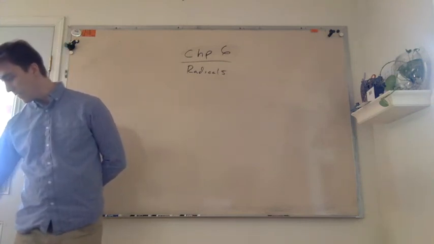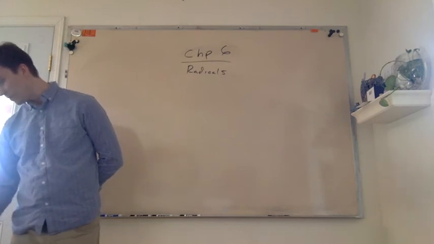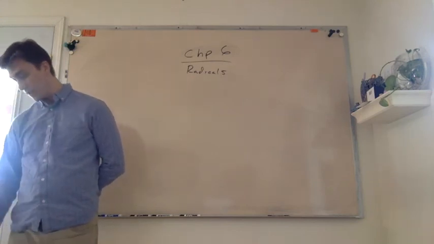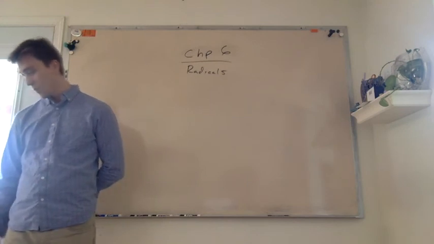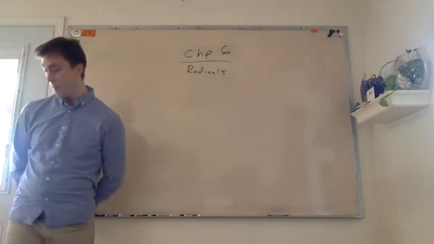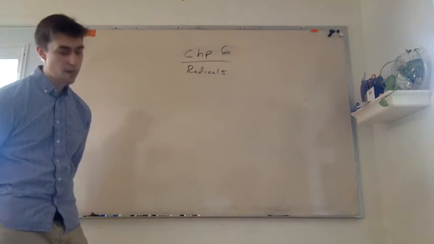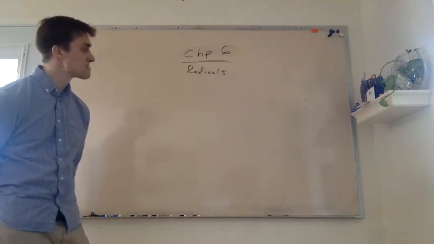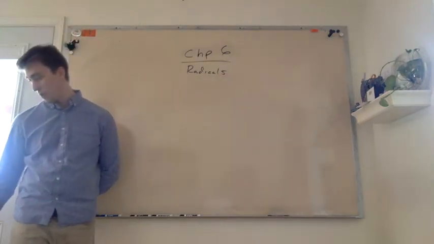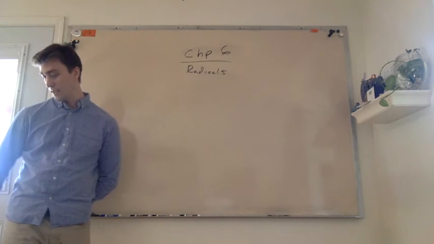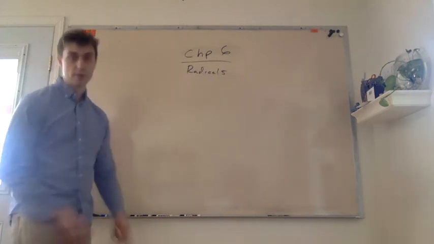The very last thing in chapter 6. Well, there are 2 other things in chapter 6 we need to talk about. One of those things is some applications of radicals. There's only one that I really wanted to go over, and it is the Pythagorean theorem.